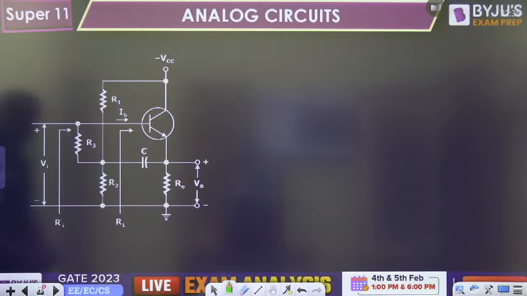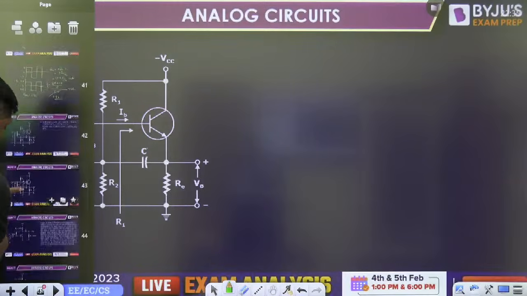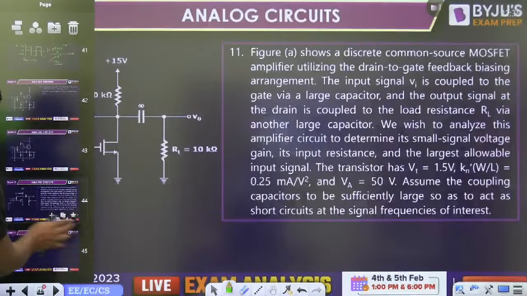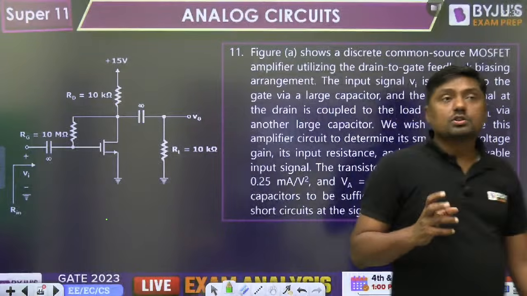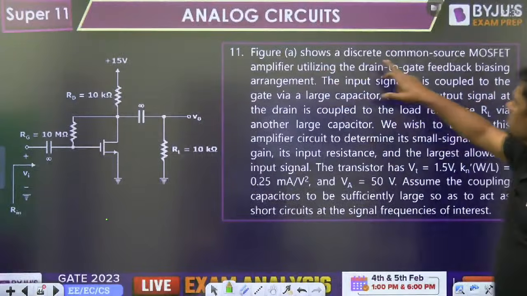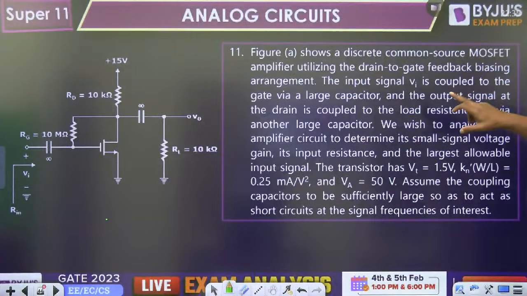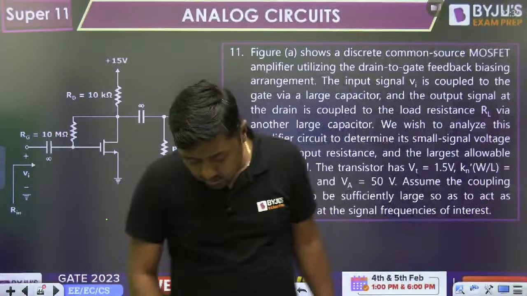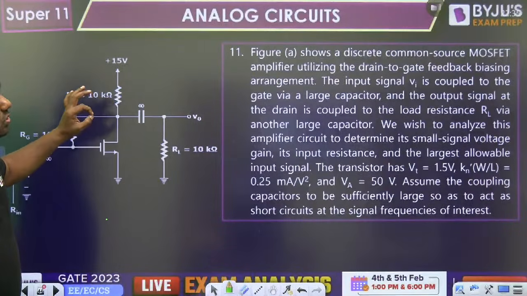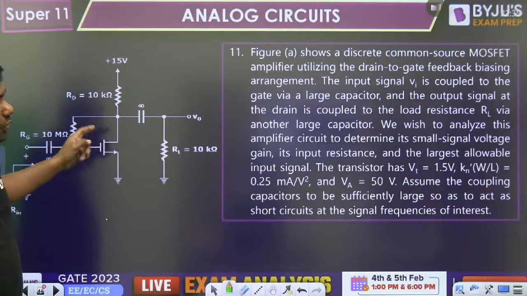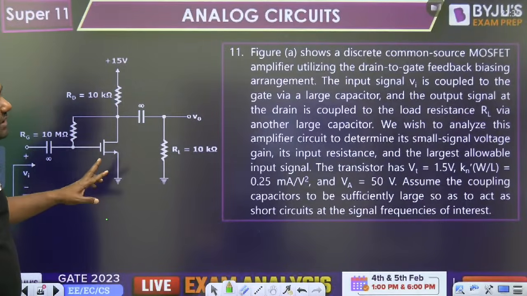Now, one minute, one question. First of all, solve this question on MOSFET, then we will solve that question. Okay. Tell me what is the answer for this one. Figure shows a discrete common source MOSFET amplifier utilizing the drain to gate feedback biasing arrangement. They will give you a diagram like this on MOSFET, because MOSFET is a very, very hot topic, right? A very important topic, right?